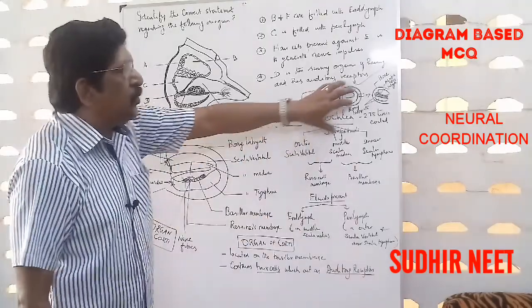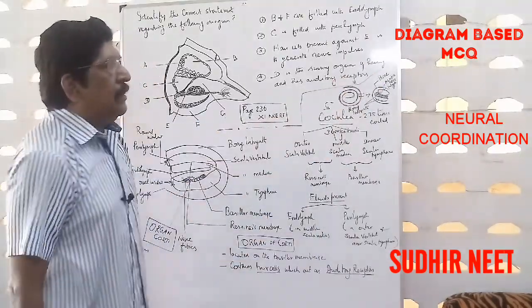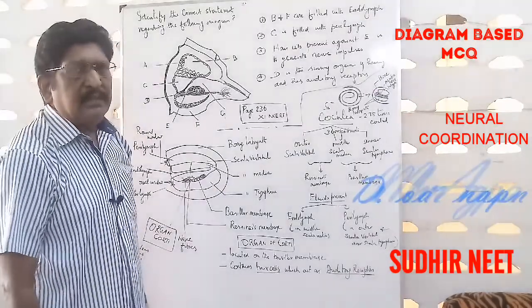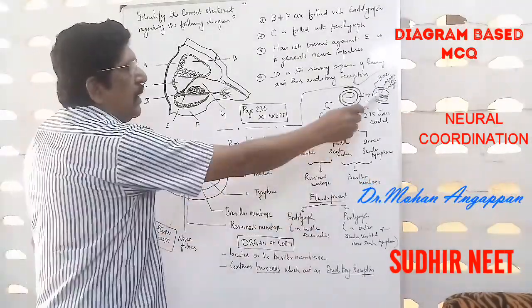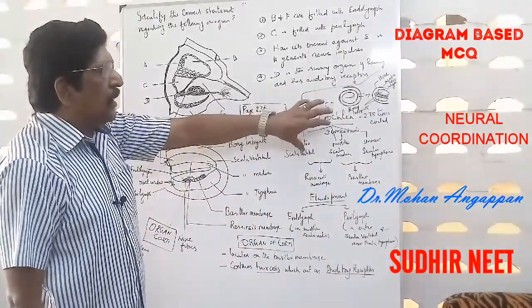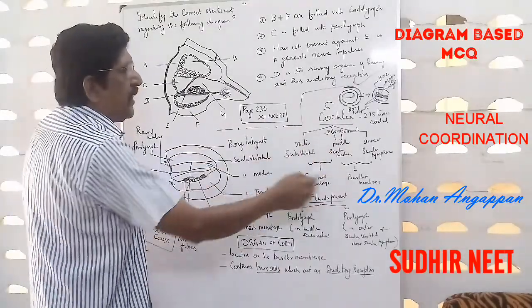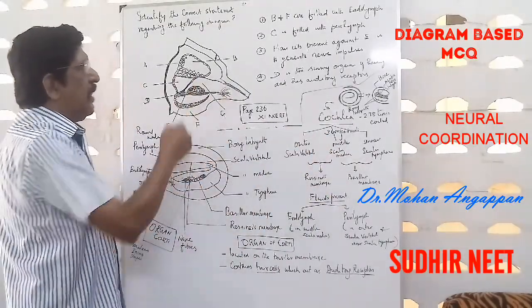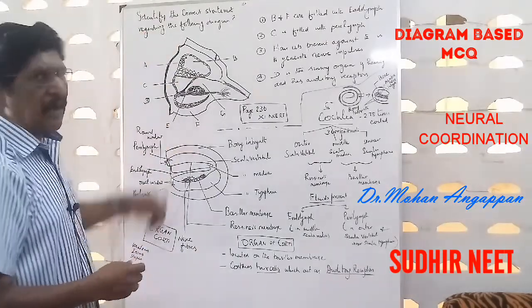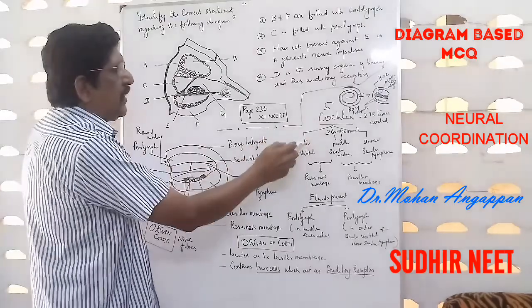It is made up of two types of labyrinth, one outer bony labyrinth and an inner membranous labyrinth. Now coming to the parts, this cochlea is made up of three compartments. This is the diagram. Actually this is a sectional view of the cochlea. The cochlea has got three compartments.